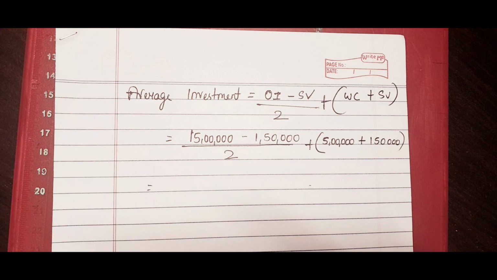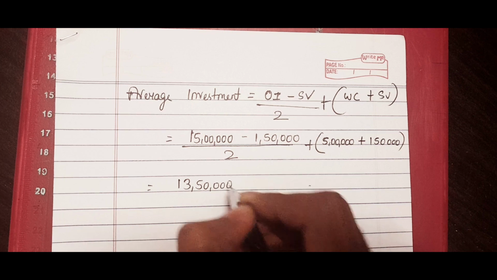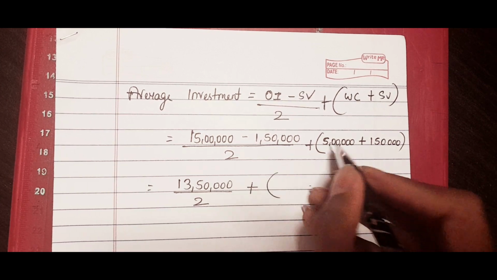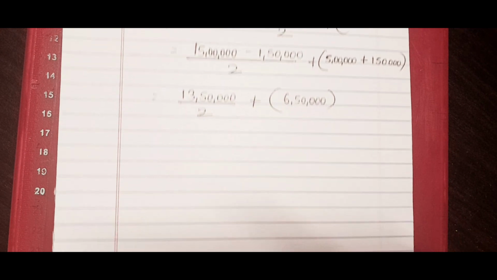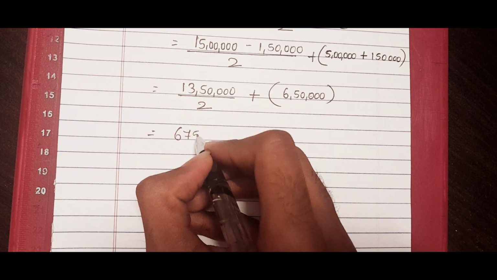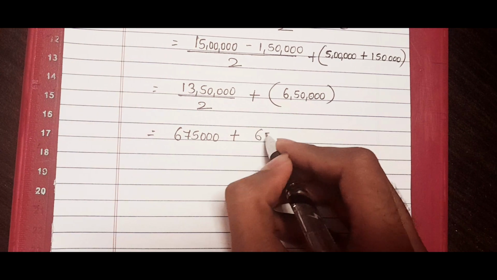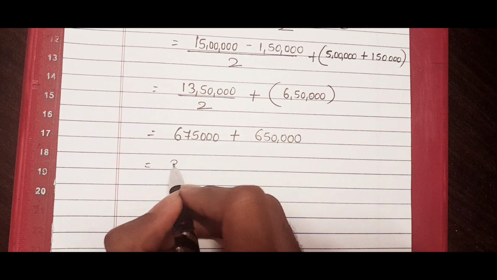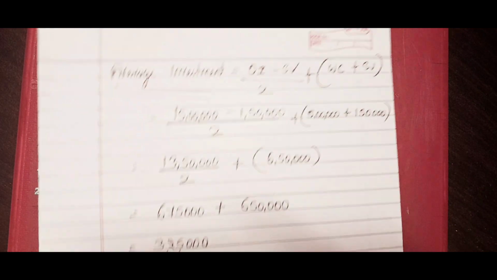1,50,000. Now 15 lakh minus 1,50,000 will be 13 lakh 50,000 divided by 2 plus 5 lakh plus 1,50,000. That is 6,50,000. 13,50,000 divided by 2 will be 6,75,000 plus 6,50,000. It will be 13,25,000. This is average investment.